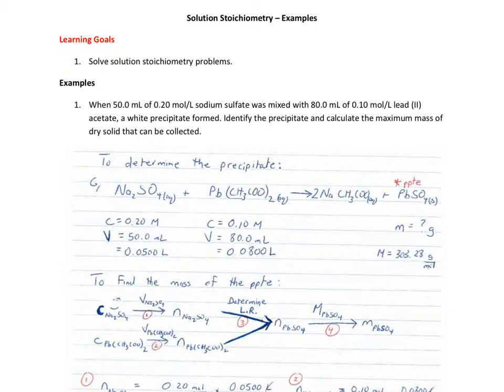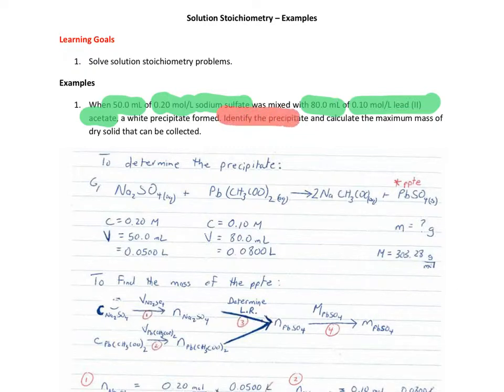Taking a look at the first example and highlighting some of the key ideas. We've got 50 milliliters of a 0.20 molar solution of sodium sulfate, and that's being combined with 80 milliliters of 0.10 molar lead(II) acetate. We're told that a white precipitate forms. So we need to identify the precipitate and then calculate the maximum mass of the solid that can be collected. Our first job is to determine the precipitate.